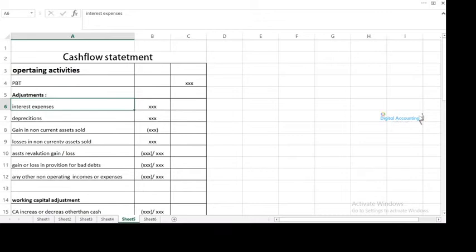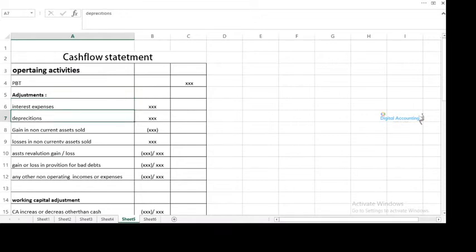The interest expenses may be given in your exam paper, right? The interest expenses for the year have already been deducted. So the interest expense for the year should be added back, because it has already been deducted from the profit. So we need to add back, right?